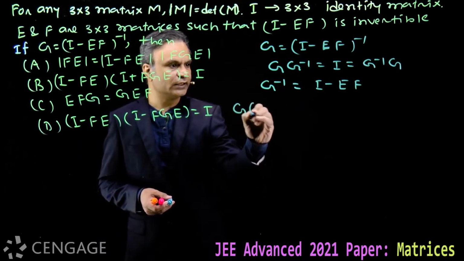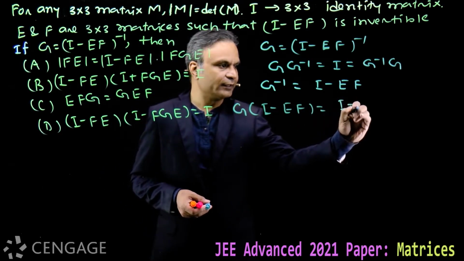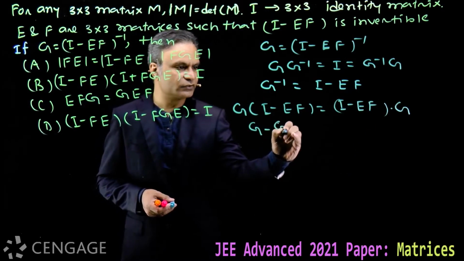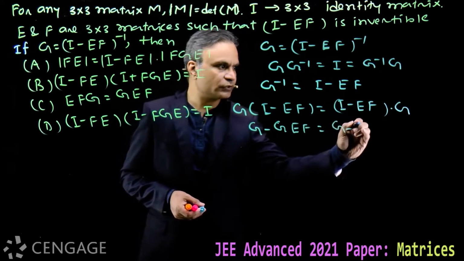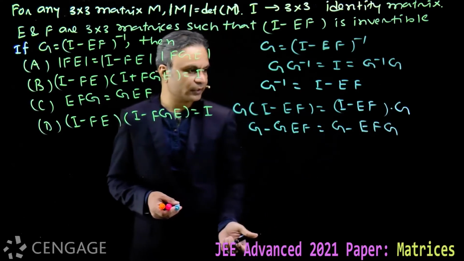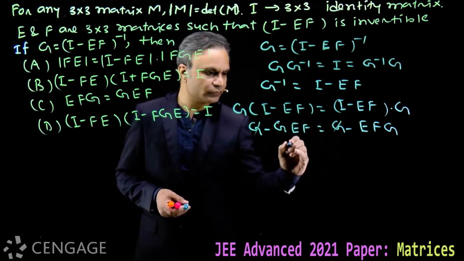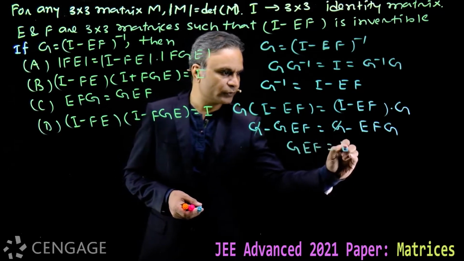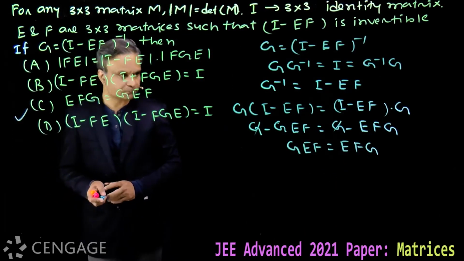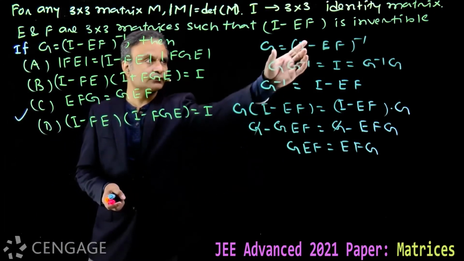We get G into (I minus EF) is equal to (I minus EF) into G. Okay. So we get G minus GEF is equal to G minus EFG. Here G is pre-multiplier, here G is post-multiplier. From both sides G gets cancelled out. Multiply both sides by minus 1. We get GEF is equal to EFG. Okay. So option C is true. Now in all the other options we will use this fact and this fact.